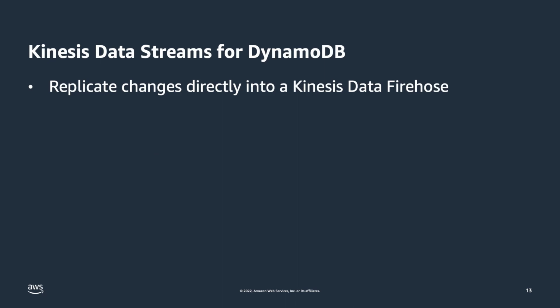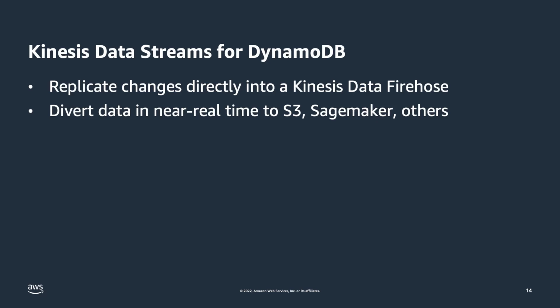Now let's talk about some of the specifics of Kinesis Data Streams for DynamoDB. With KDS for DynamoDB, it allows you to replicate data directly from DynamoDB into Kinesis Data Firehose. This matters because you can direct Kinesis Data Firehose at other services for near real-time data streaming. The most common is pushing data to Amazon S3 for use with Athena and machine learning products such as SageMaker.